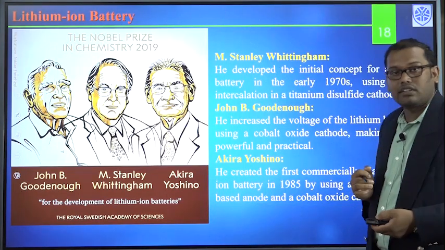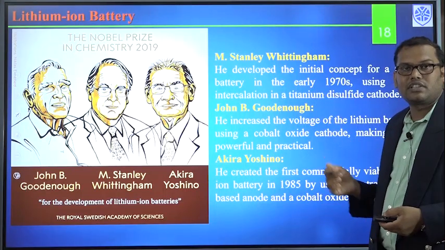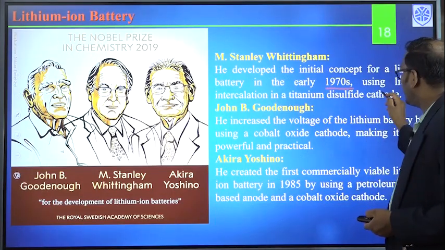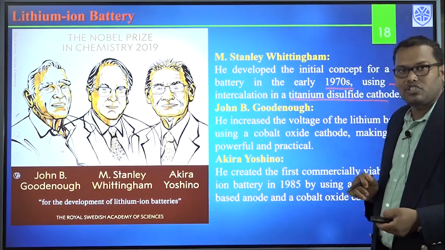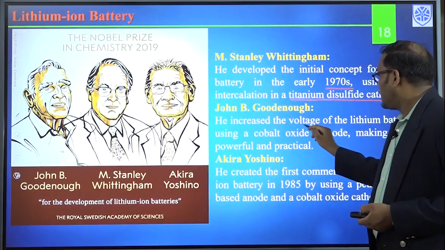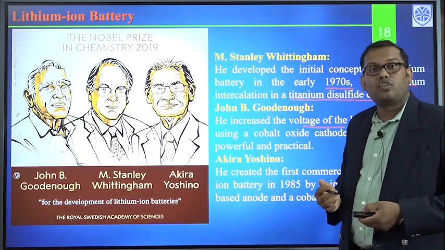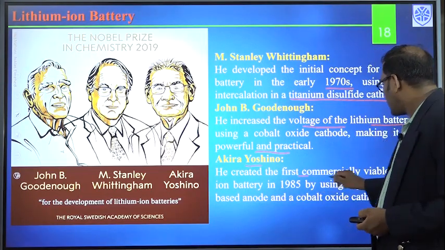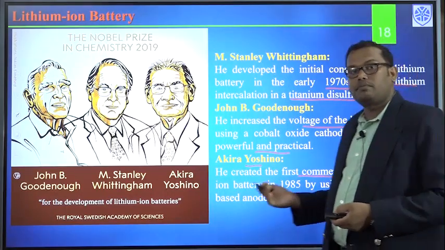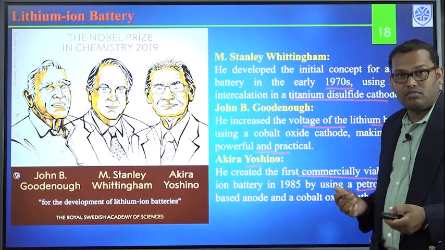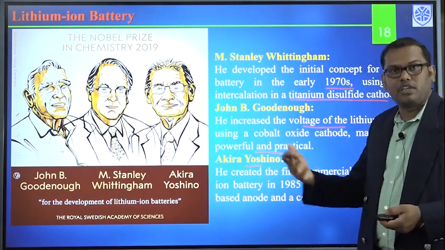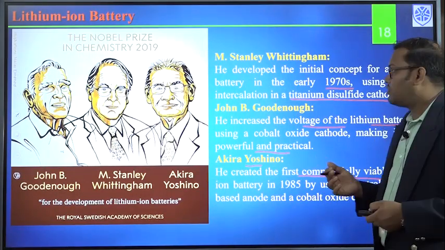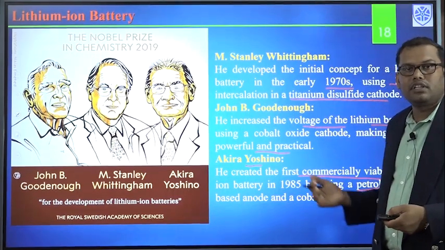This is the story of what they have done, but we will be discussing more what is inside the lithium battery. Stanley Whittingham started in 1970, using lithium intercalation in titanium disulfide, TiS2, as the cathode. John B. Goodenough increased the voltage window of the lithium battery by using a cobalt based material, cobalt oxide, making it very powerful and practical. And Akira Yoshino created the first commercially viable lithium battery in 1985 by using petroleum coke, replacing the lithium with petroleum coke as the anode, which is basically carbon. During the refining of petroleum oil, we get a residue rich in carbon that can be used as an anode. Because of that development they got the Nobel Prize.